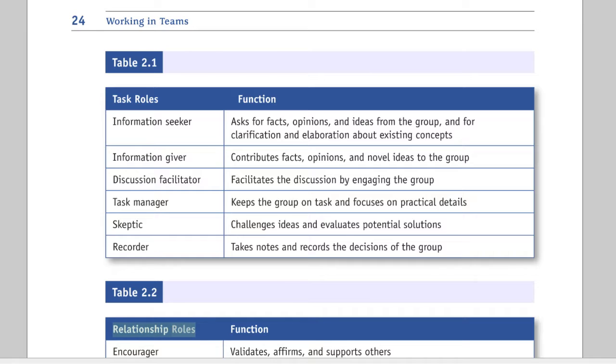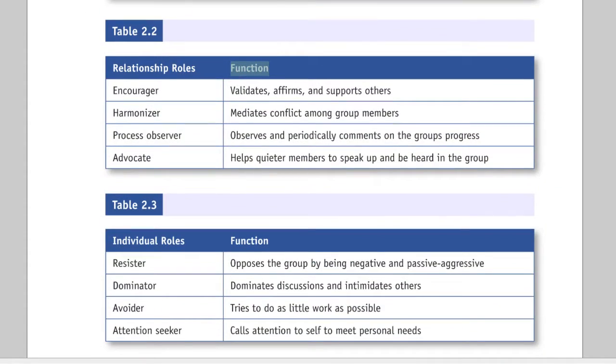Relationship roles. Function. Encourager: validates, affirms, and supports others. Harmonizer: mediates conflict among group members. Process observer: observes and periodically comments on the group's progress. Advocate: helps quieter members to speak up and be heard in the group.